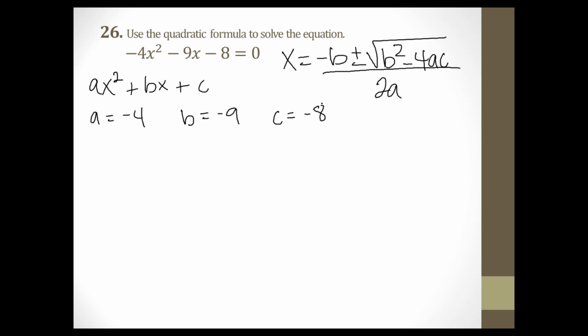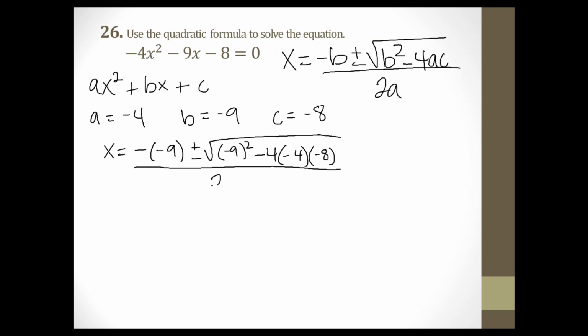So let's take our time and plug in everything. So we have x equals negative b, which b is negative 9, plus or minus the square root of b, which is negative 9, squared minus 4 times a, which is negative 4, times c, which is negative 8. And then all of that is divided by 2 times a, which is negative 4. So just take your time and write everything out.